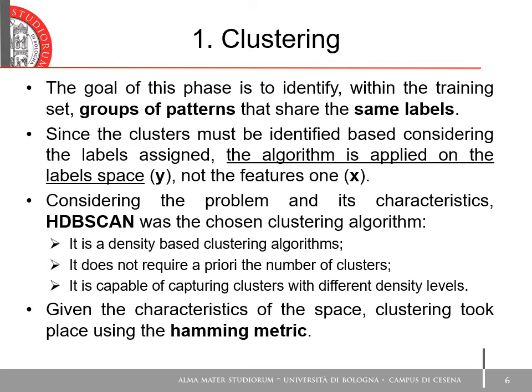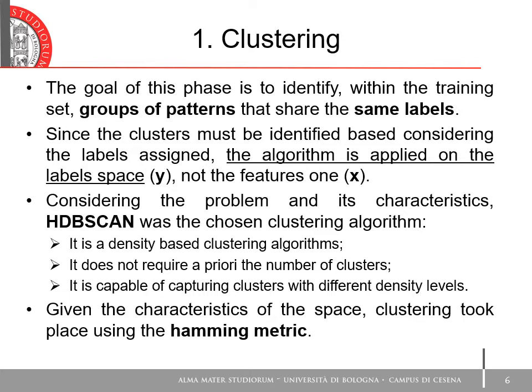The goal of the clustering phase is to find groups of patterns that share labels. Commonly, the clustering algorithm is applied in the feature space in which the descriptors of all patterns are present. If so, clusters would contain data with similar descriptors. That is not our objective. In fact, it is instead necessary to carry out clustering in the label space that contains the binary vectors of the patterns.